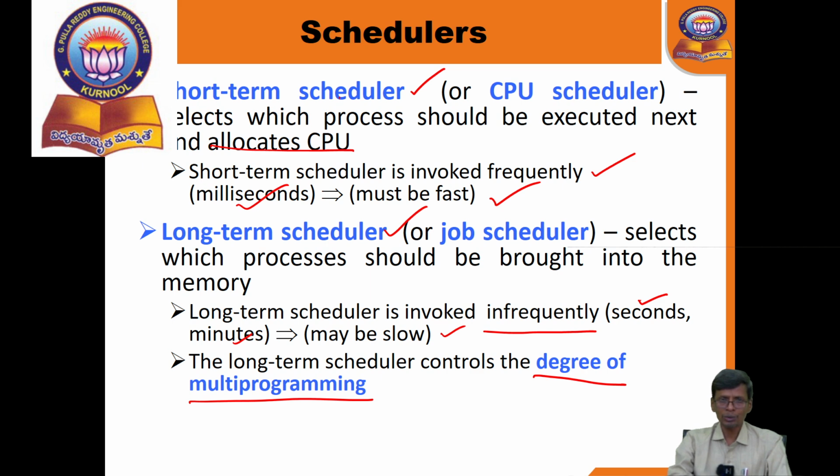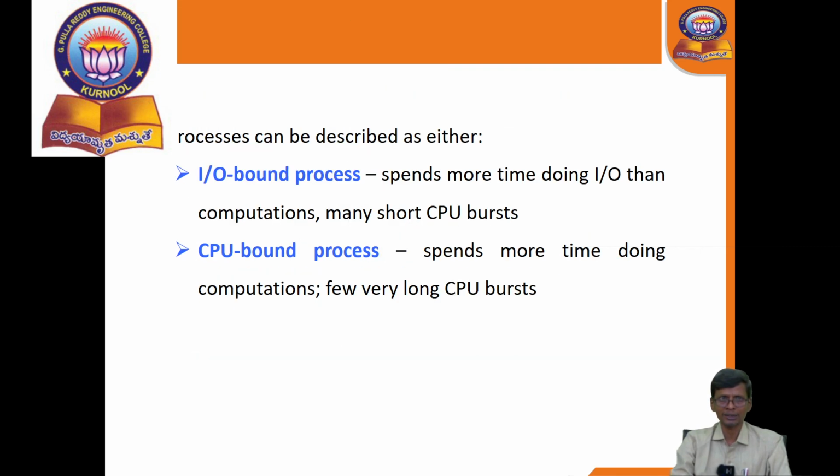So to control that number, the long-term scheduler is used. To control the degree of multi-programming, the long-term scheduler can be used. So these are the two types of scheduler, short-term and long-term scheduler. Based on the time the process spends, we have two types of processes: IO bound process and CPU bound process.